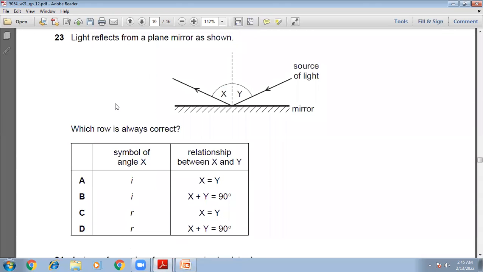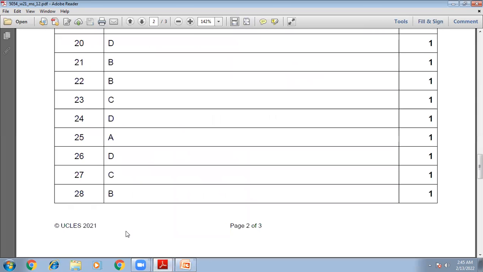He says, light reflects from a plane mirror as shown. Which row is always correct? You see this X is the angle of reflection, Y is the angle of incidence. The angle of incidence and the angle of reflection should always be equal. So X and Y should be equal. I think C is the right option. Question number 23, C looks the right option. Yes, that's right.